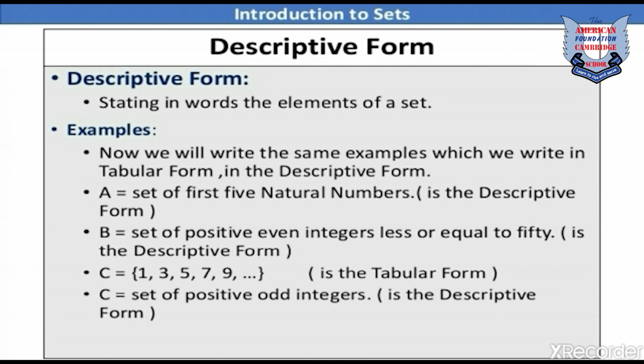Set A is equal to the set of first 5 natural numbers. Set B is equal to the set of positive even integers less than or equal to 50. Set A and set B are written in the descriptive form. Set C is equal to the set of positive odd integers. As you can see, set C is also written in the descriptive form.